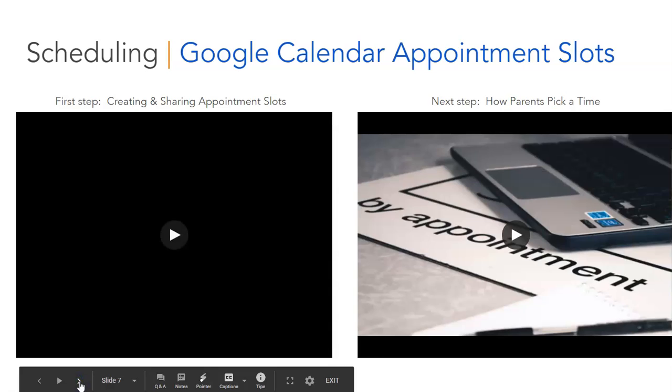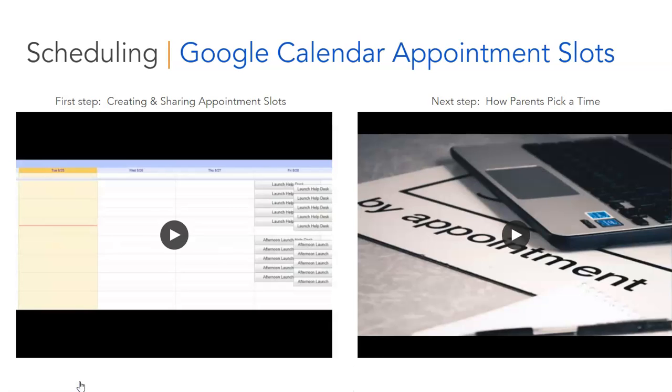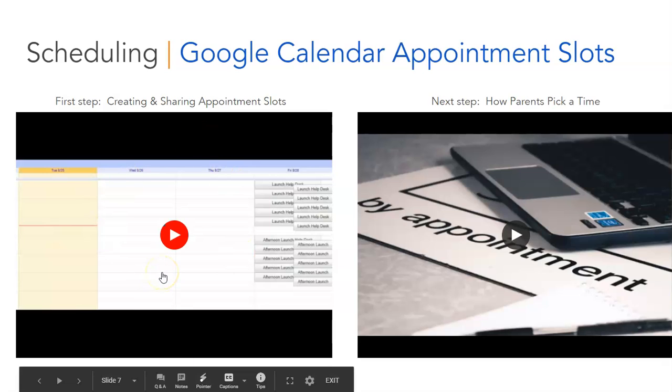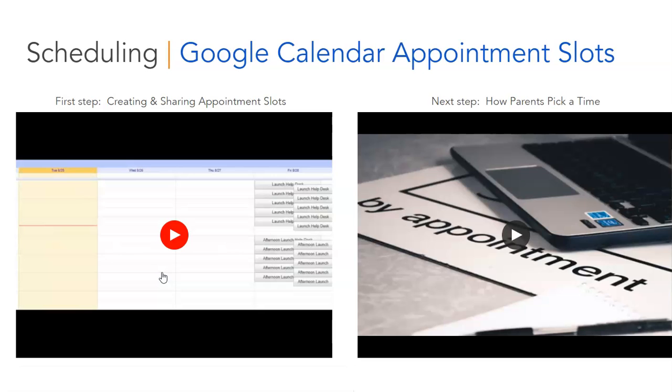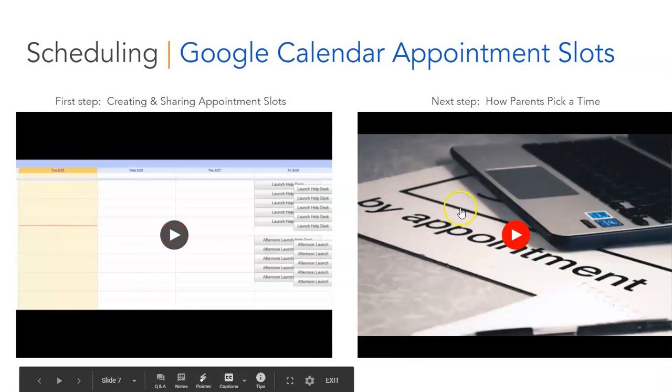Well before the week of conferences, you are probably already going to have your appointments set. If you don't, you can use the Google Calendar appointment slots tool. This is only in Google for Education accounts. So the video on the left is going to show you exactly how to create the slots and share that link with your parents. And the video on the right is going to be the next steps.